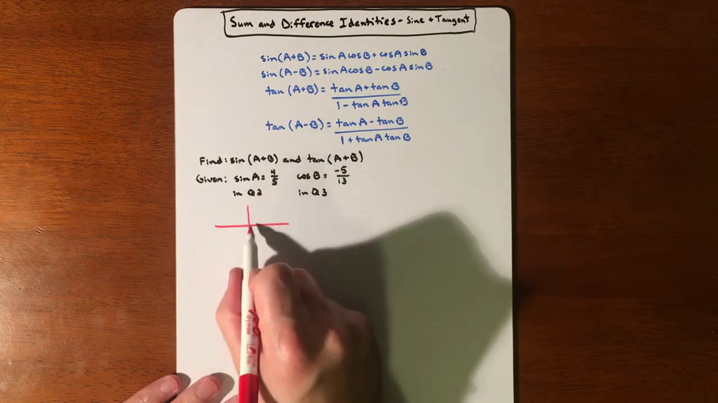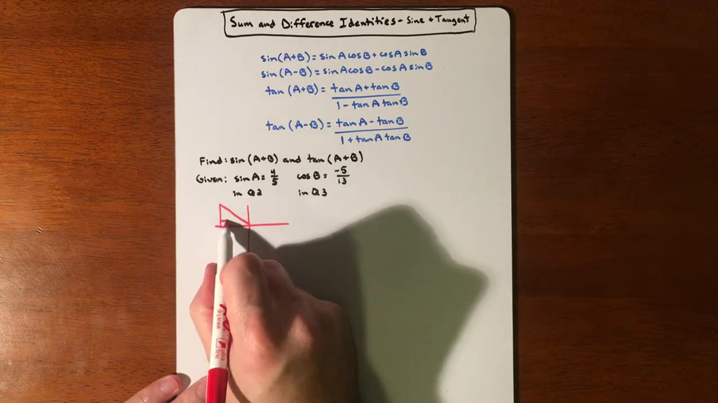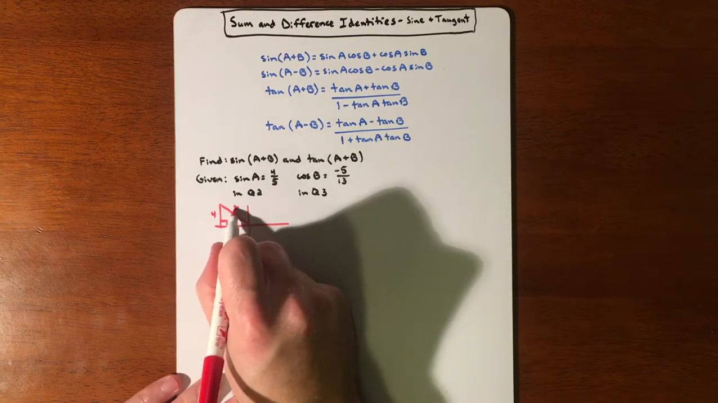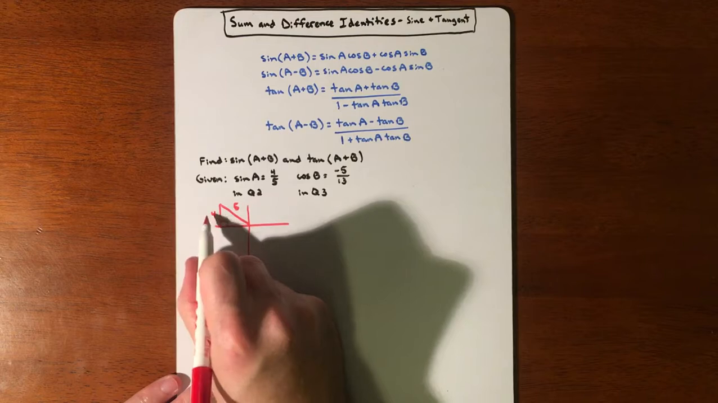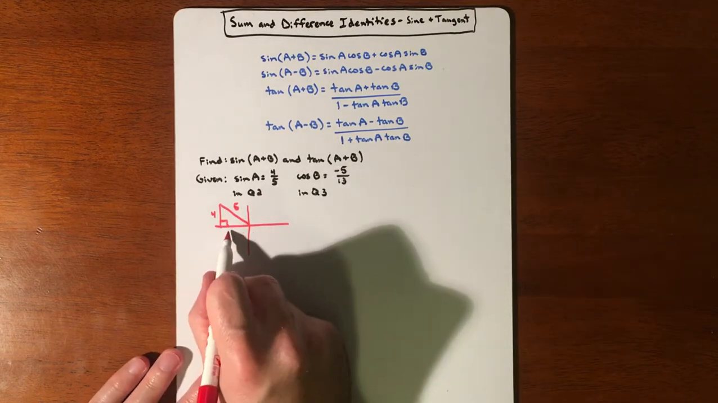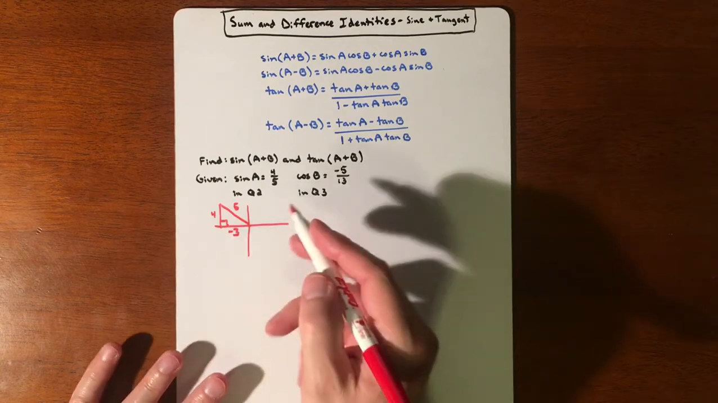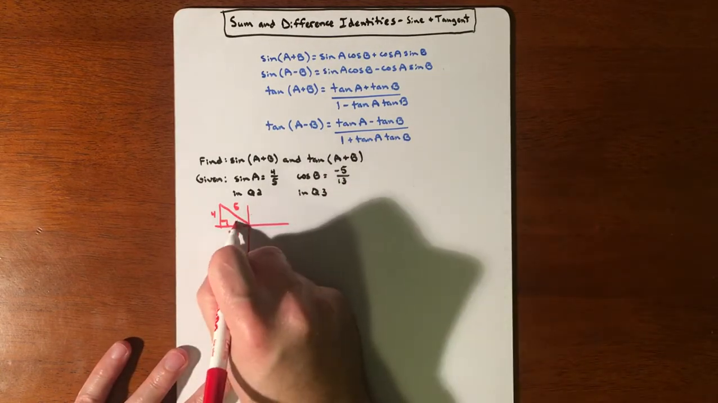So quadrant 2, and sine is 4/5, so opposite over hypotenuse, and this is a 3, 4, 5, or if you did Pythagorean theorem, you're going to get a 3, and the direction makes it negative, and then that's angle A.